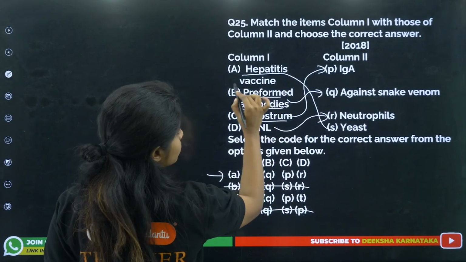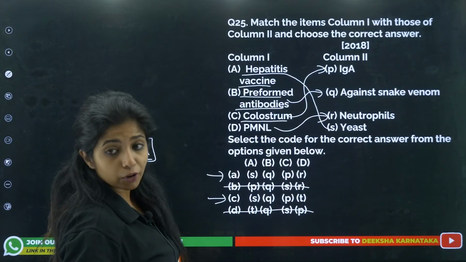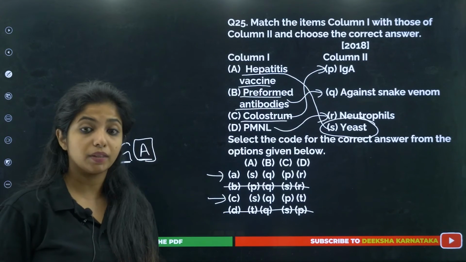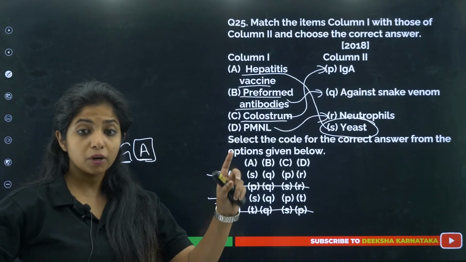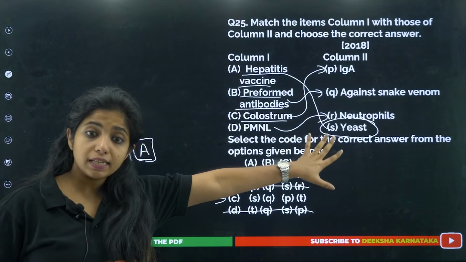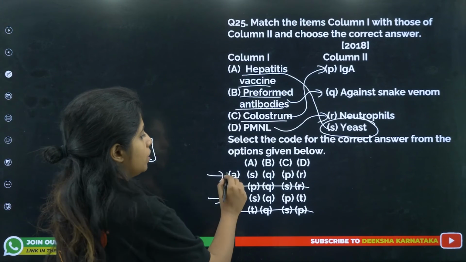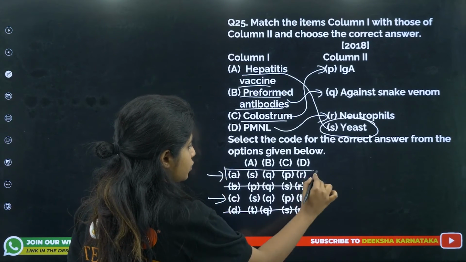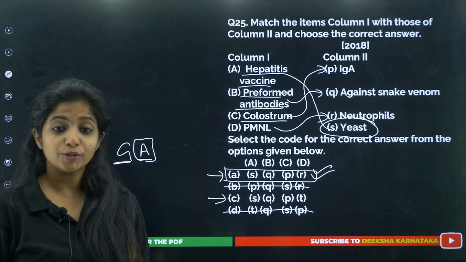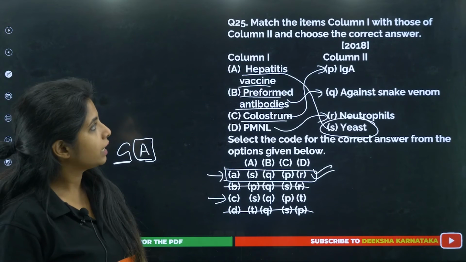Hepatitis vaccine was made in laboratory conditions with the help of yeast. Sorry, I should not be saying first vaccine, but yes, hepatitis vaccine was made with the help of yeast. So it goes with this, and hence this becomes your answer. Cool? 2018 question.